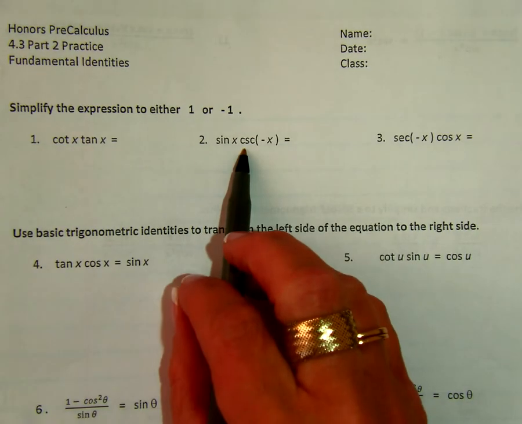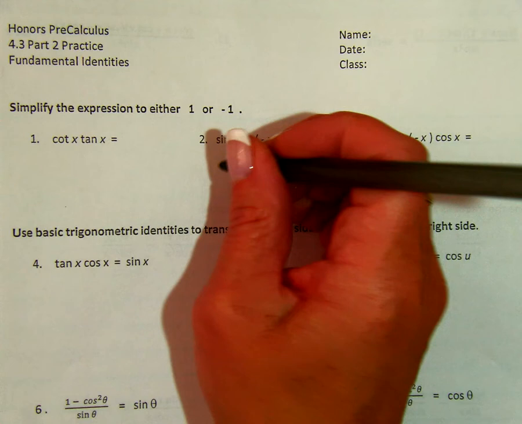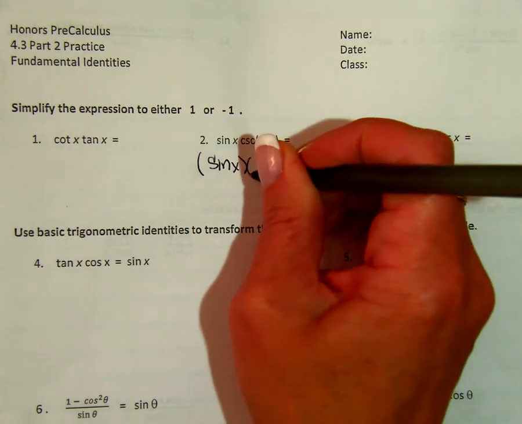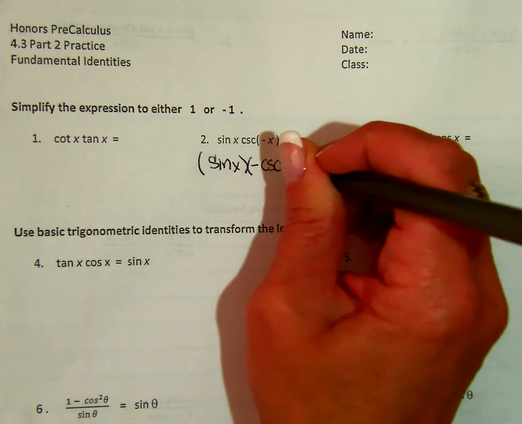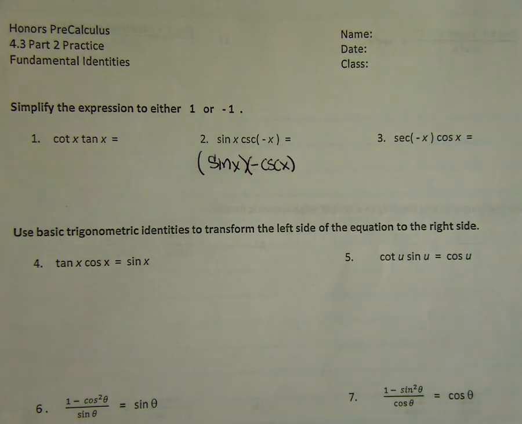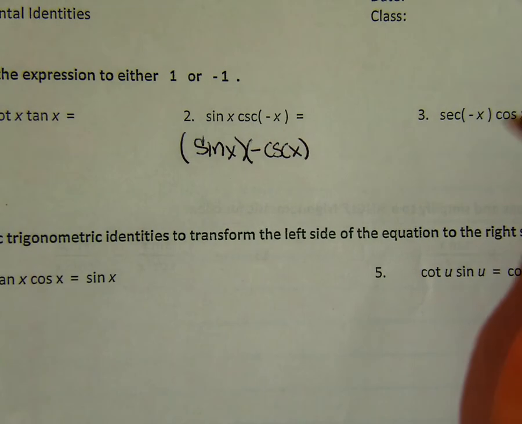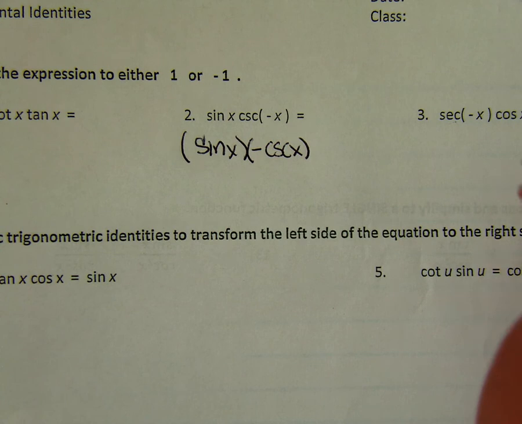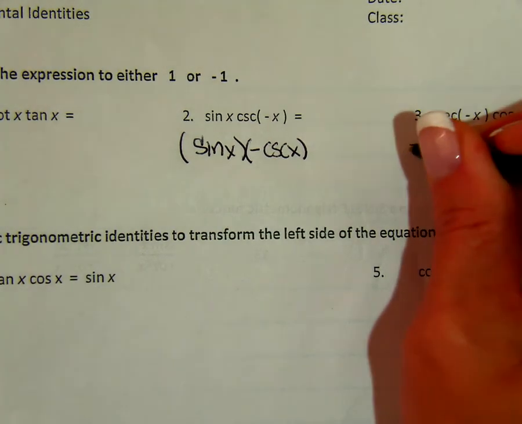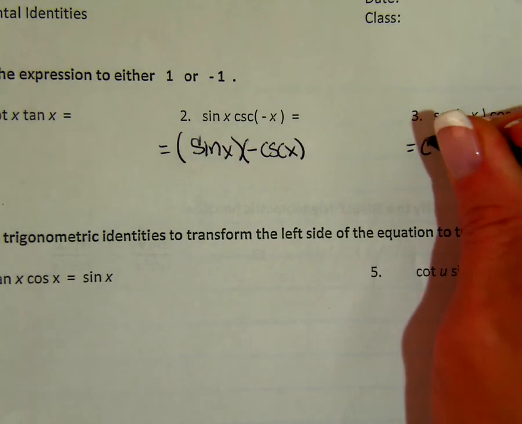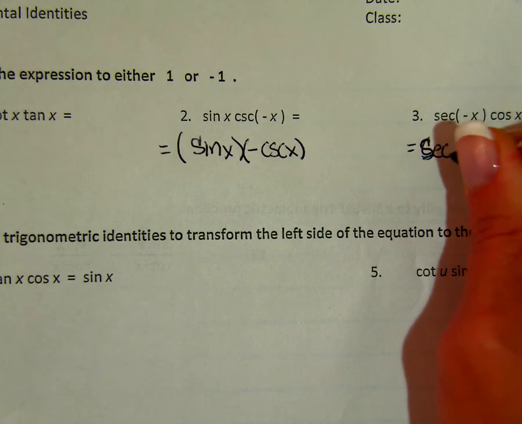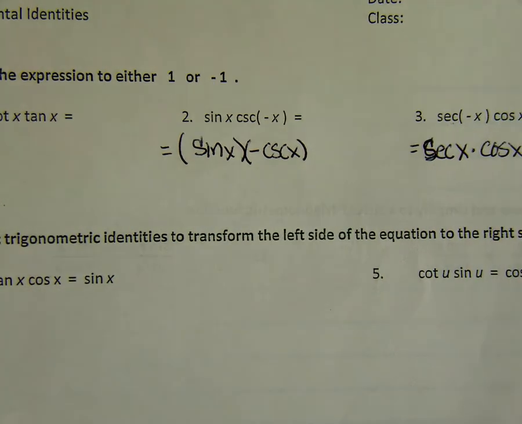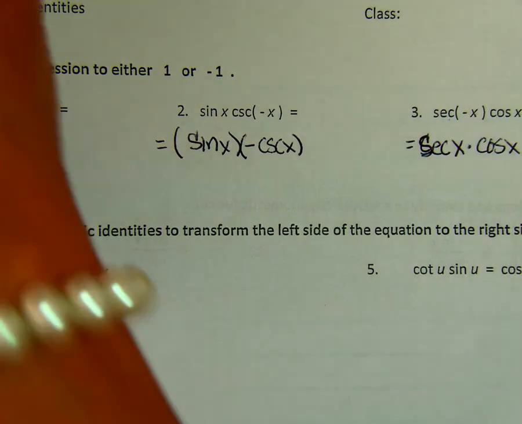Since cosecant is an odd function, I know that I'm going to rewrite cosecant of negative x as negative cosecant of positive x. Whereas, if you look at number 3, I see that I have the secant of negative x, but the secant in this case is an even function. So my first step would be to rewrite that as just the secant of x. I can do that because the secant is even, and for even functions you're going to just eliminate the negative.